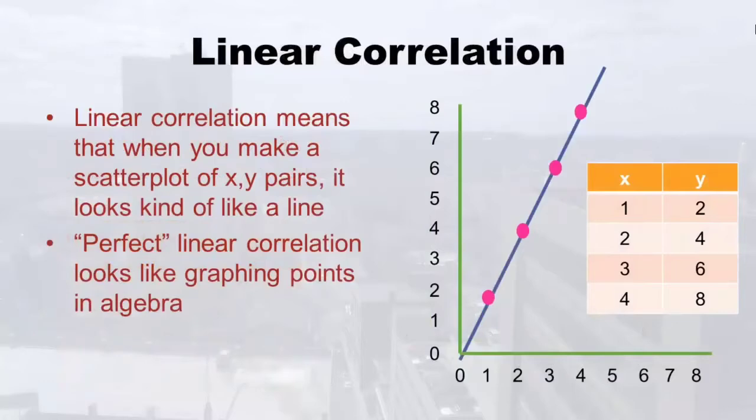Okay, now because we did that, I can talk about linear correlation and you'll kind of get it, right? Linear correlation, that term, means that when you make a scatter plot of XY pairs, it kind of looks like a line. Now over here on the right is not like biology. That's not like statistics. That's like algebra, right? Because back in algebra, you'd have these perfect lines where the dot was right on the line, and see the X and Y. Notice there's no diagnosis, nothing. That's algebra, right? So perfect linear correlation looks like graphing points in algebra.